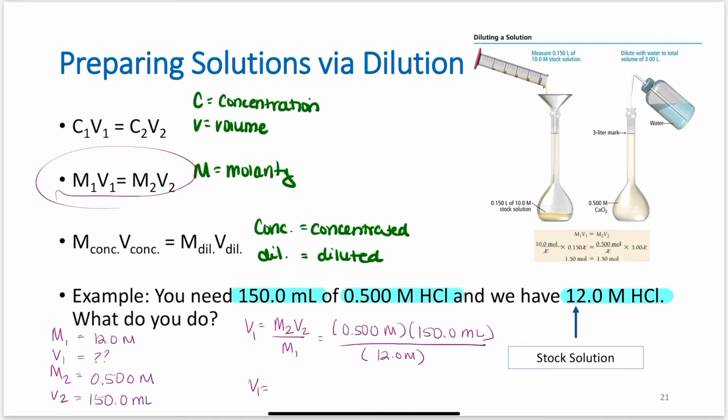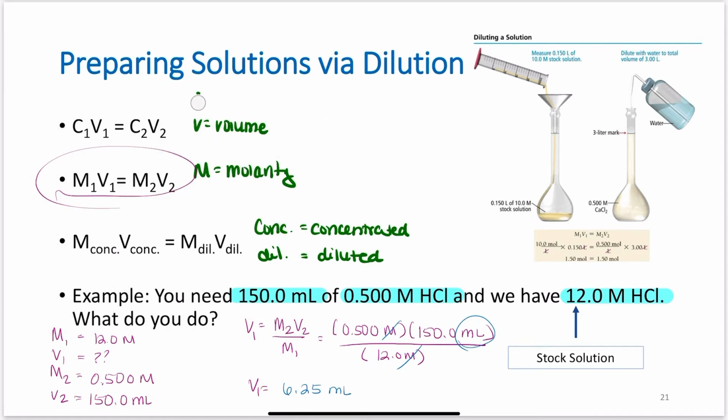So you see, the molars have canceled out here and I'm left with milliliters. You're welcome to convert that to liters. Doesn't matter, because we're probably not going to measure things in liters anyway. But if you had to cancel out milliliters, if we're looking for concentration, those would cancel out as well. You can see that in the examples at the end of the chapter. Our answer here is 6.25 milliliters.